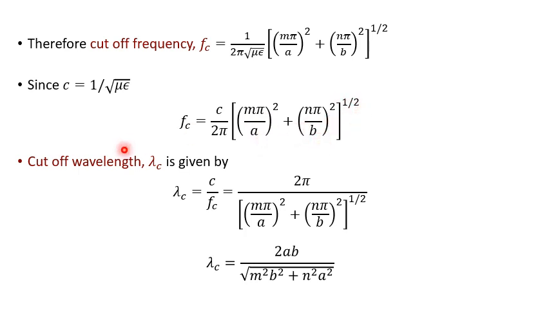In the same way, you can also get an expression for the cutoff wavelength, which is simply represented as lambda c is equal to c by fc, where fc is the cutoff frequency. This gives the expression lambda c is equal to 2ab divided by root of m square b square plus n square a square.